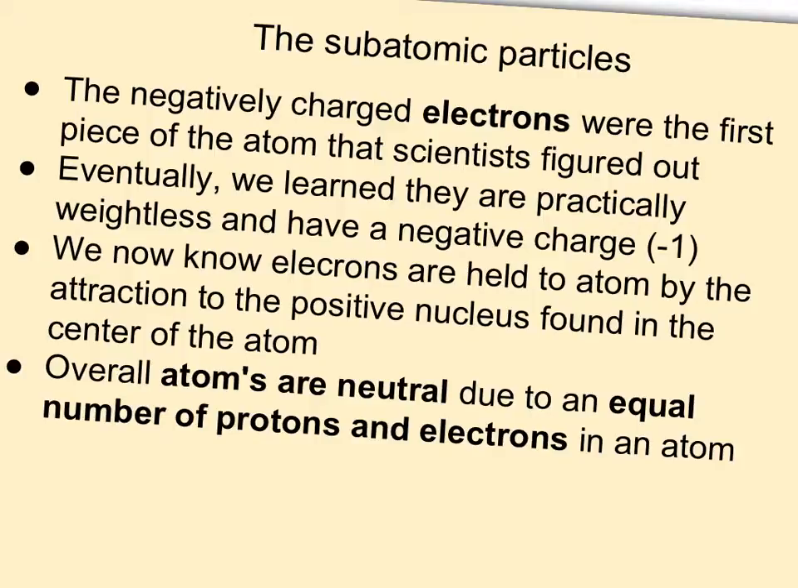And the negatively charged electrons were the first piece of the atom that scientists figured out, or the first subatomic particle. Eventually we learned that electrons are practically weightless and have a negative charge. And if you remember, it's this incredibly small fraction of a coulomb or volt that they have on them. But we just say -1. And we now know that electrons are held to the atom by the attraction to the positive nucleus found in the center of the atom. So overall, atoms are neutral because there's an equal number of protons and electrons in an atom.